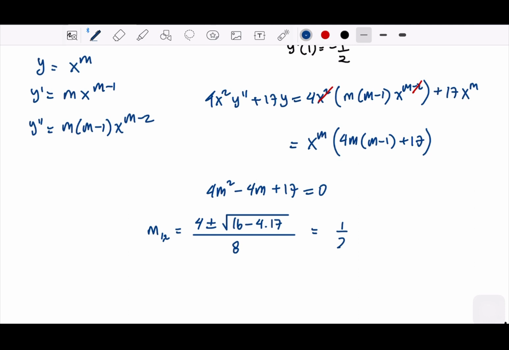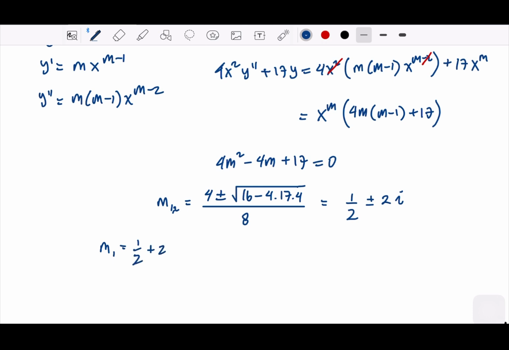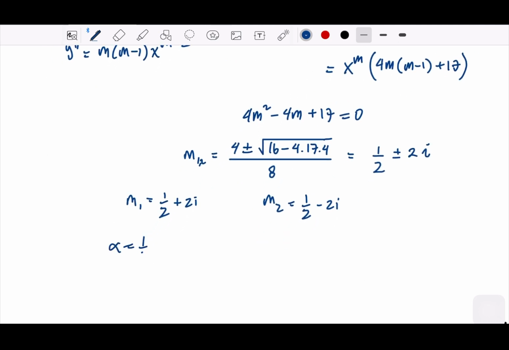So it should be half. Oh, it should be multiplied with another 4, sorry. So what this is, 272, or 256, 256. Okay, but you can check by yourself. Plus minus, this will be 2 imaginary number. So m1 is half plus 2i, m2 is half minus 2i. So alpha is 1 over 2, beta is 2.